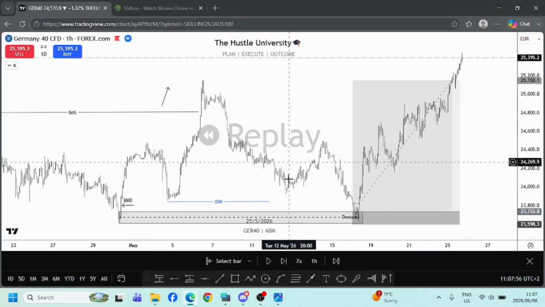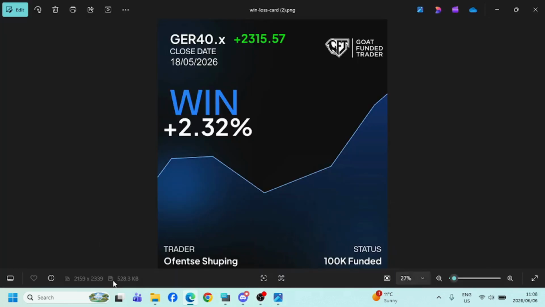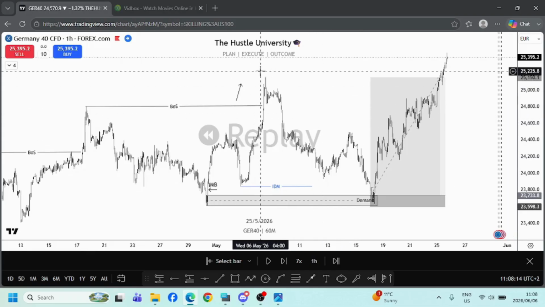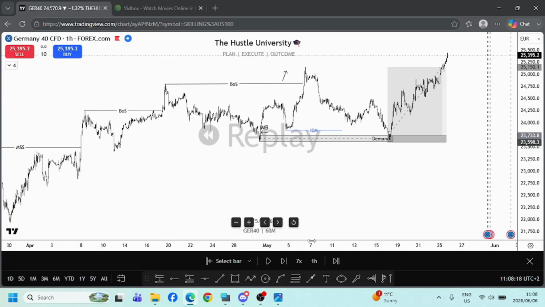So pretty much this is how the trade eventually went, and how I was able to get a clean 2.32% on each account of my Gold Funded Trader 100k account, and also my 50k funded account on GFT. You know what I'm saying? So these are just some of the things that are going on at Hasu University.